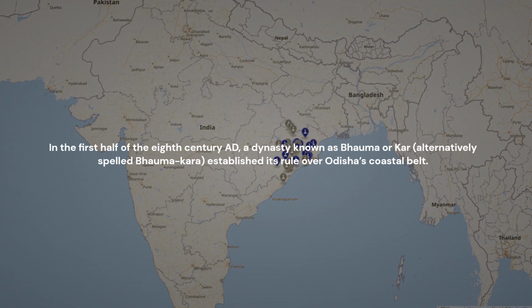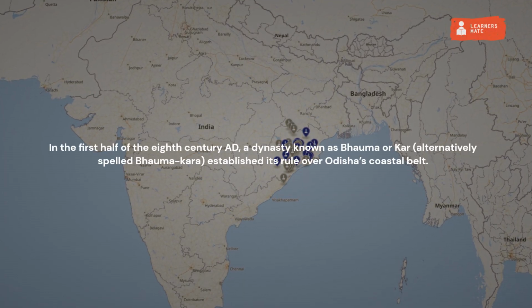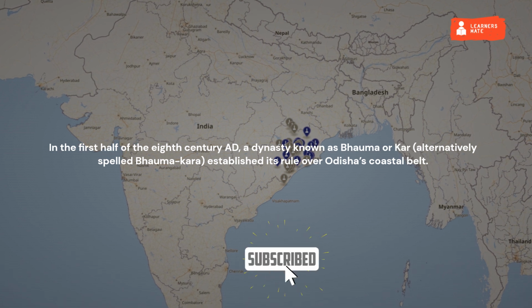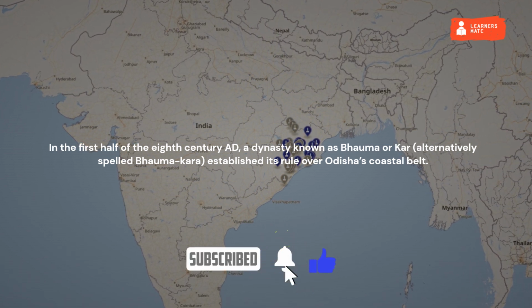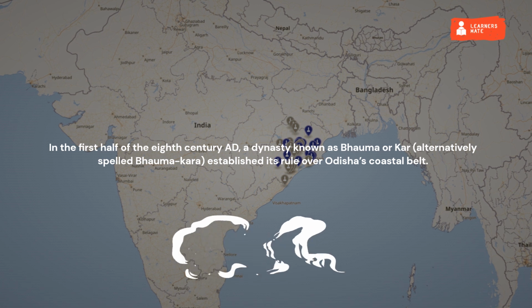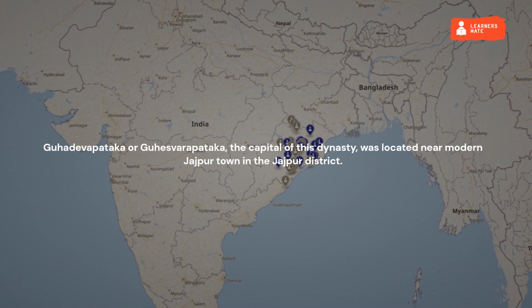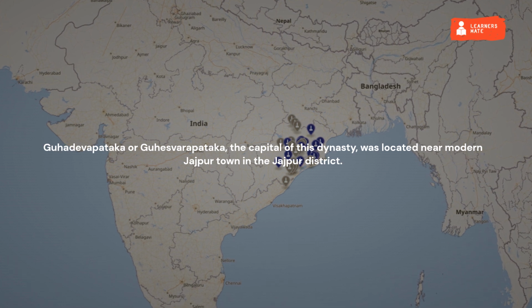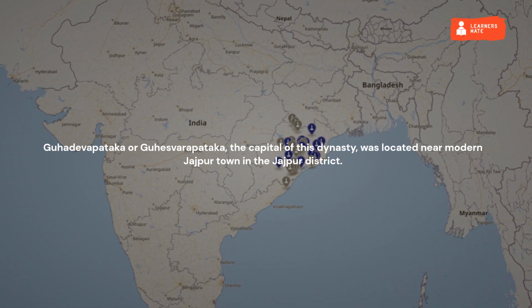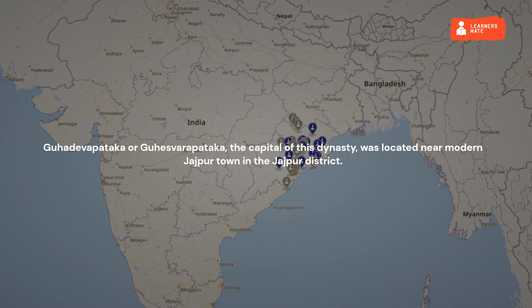In the first half of the 8th century AD, a dynasty known as Bhauma Kara, alternatively spelled Bhaumakara, established its rule over Odisha's coastal belt. Guhadeva Pataka, or Guhesvara Pataka, the capital of this dynasty, was located near modern Jajpur town in the Jajpur district.